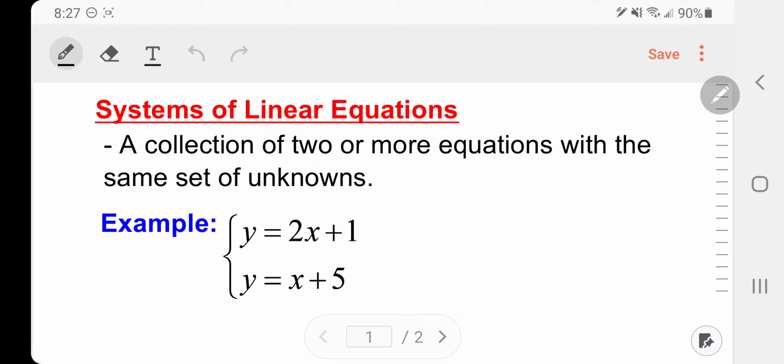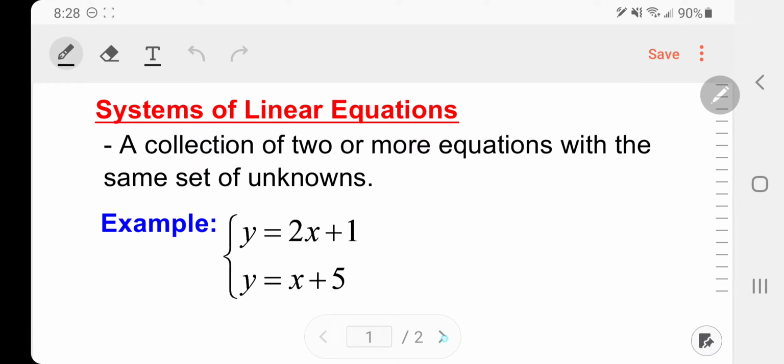As you go through Algebra 2, you can also come across three unknowns, four unknowns with three or four equations in your system. But we're just going to focus here on two equations with two unknowns. Okay, and here's a general example of one. y equals 2x plus 1, that's a linear equation, and y equals x plus 5, that's another linear equation.